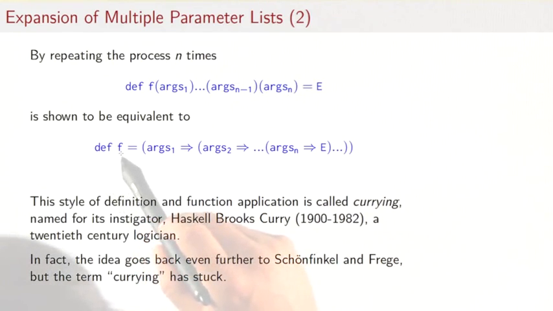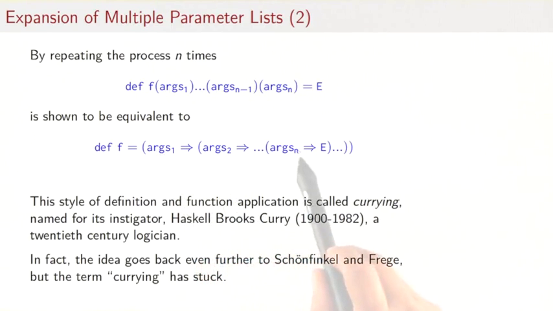Now, if we repeat that process n times, then our original n parameter list function is mapped to a function that has no parameter list at all, but on the right-hand side we have n nested anonymous functions. This style of definition and function application, where essentially every function is mapped to an expression that consists of nested anonymous functions that each take one parameter, is called currying. It's named after its promoter Haskell Brooks Curry, who was a logician in the 20th century. It's no coincidence that Haskell Brooks Curry shares his first name with the Haskell programming language. In fact, this idea goes back even further to Schönfinkel and probably Frege, but the term currying has stuck.